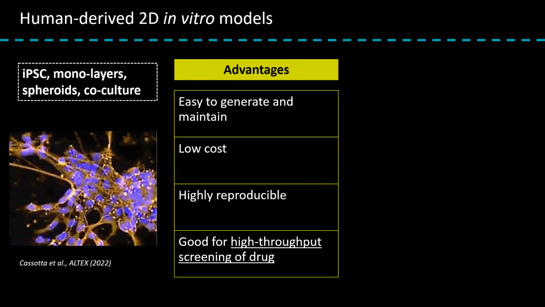So what we call the human pluripotent stem cells are cells that are able to differentiate into any cells of the human body.